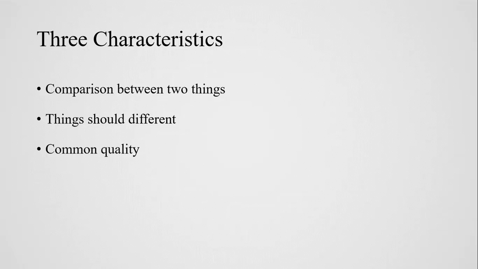So there are three characteristics of similes. The very first characteristic is comparison between two things. The second one is that these two things should be different. The third characteristic is that there must be a common quality between these two different things. So a simile is a comparison between two different things on the basis of a common quality.